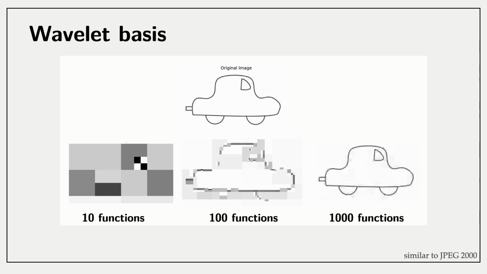Some of you may say, oh, it looks exactly like JPEG 2000. Well, actually, JPEG 2000, which is a very efficient way to compress images, is exactly based on the use of wavelets. So the standard JPEG 2000 uses wavelets.